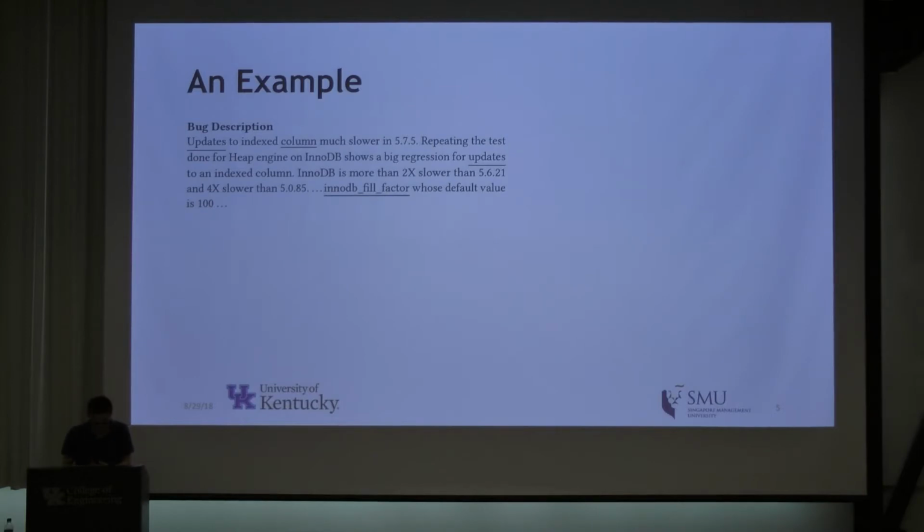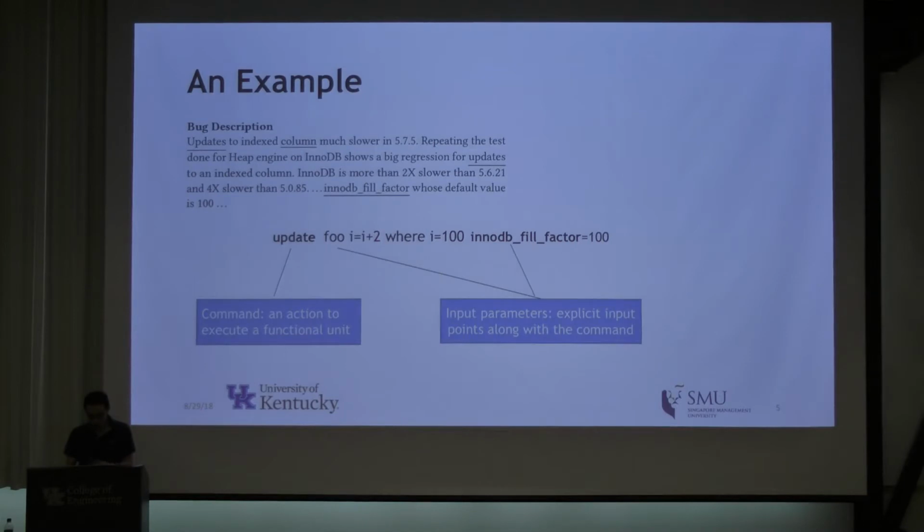So if I were asked to write a test case for this performance bug, this is something that I would come up with. Here, update is the command. A command is something that we refer to as an action to execute a functional unit. Along with the command, we have what is referred to as the input parameters. Foo is the name of the column, and DB fill factor is the name of the configuration option.